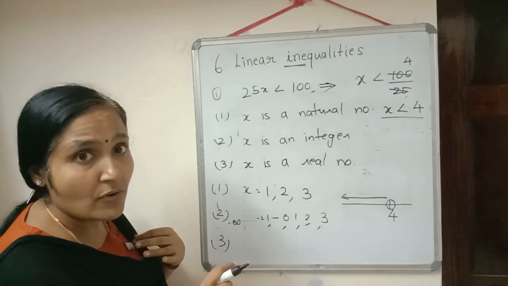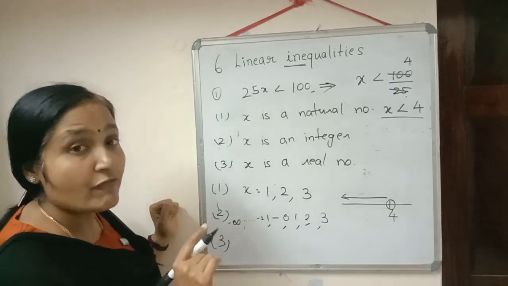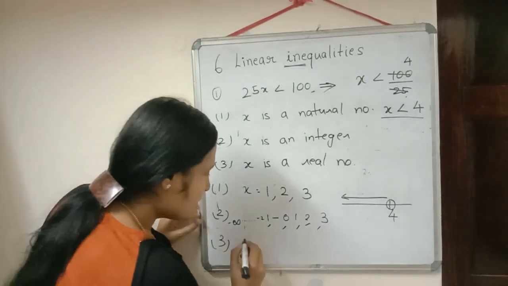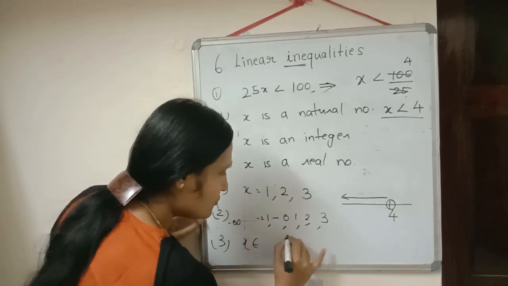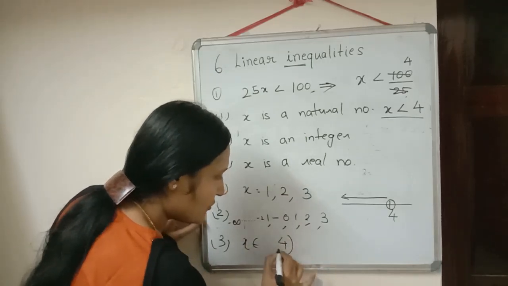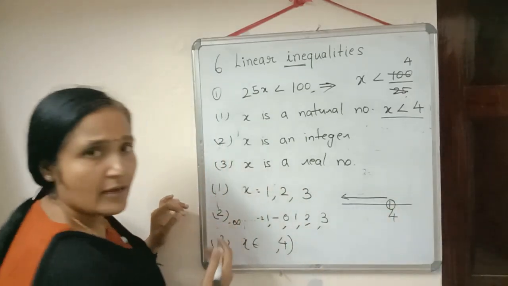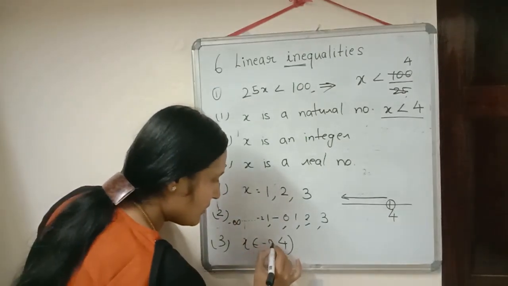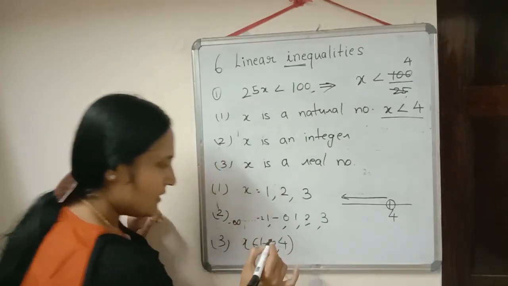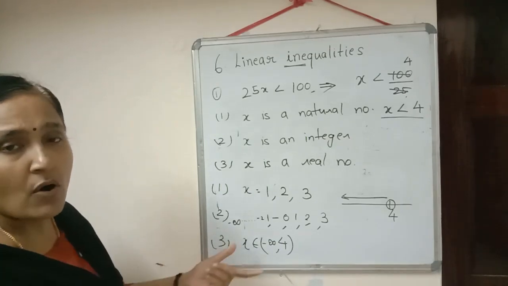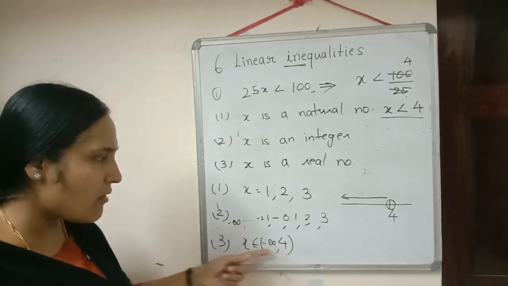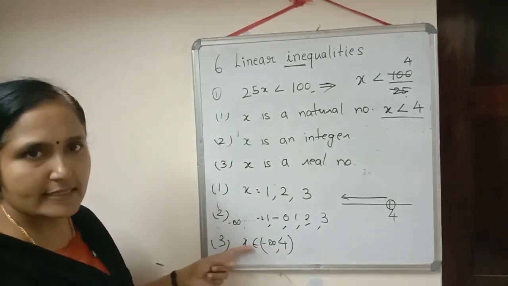So what will we do? Yes, we will use the concept of open interval. Here we will write x belongs to the open interval, where x is going to the negative side. So it will be minus infinity to 4, and infinity is always open. So x will take all the values which are less than 4.